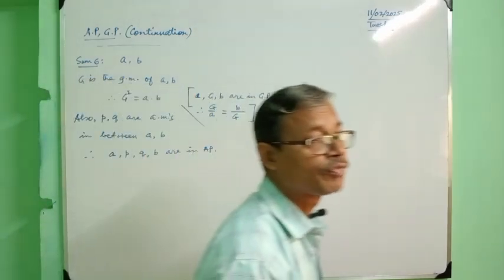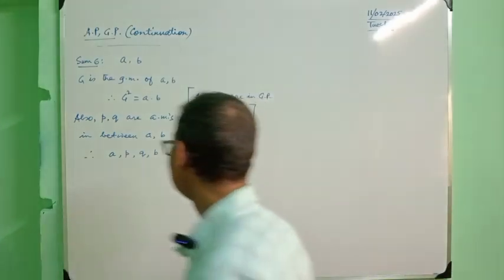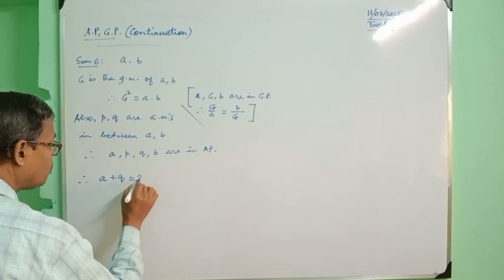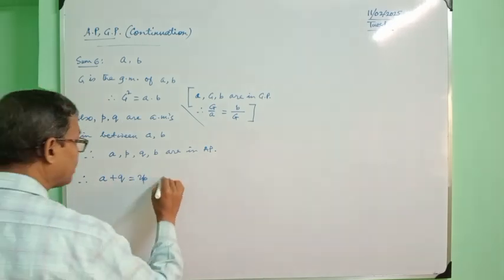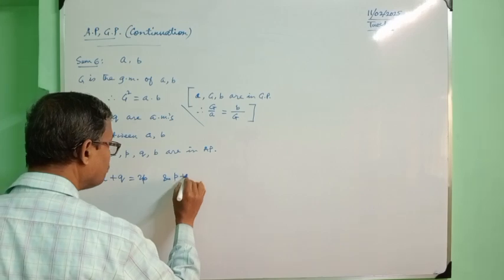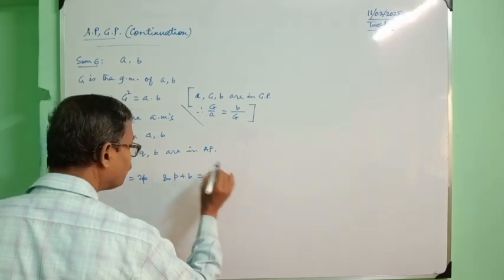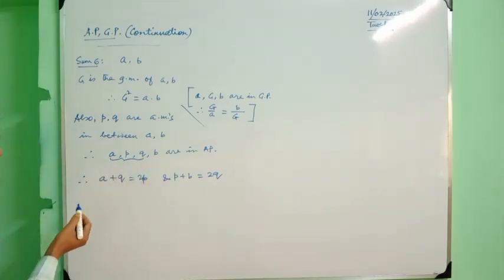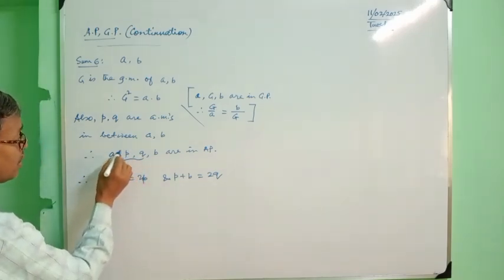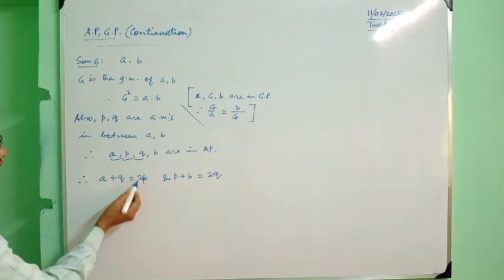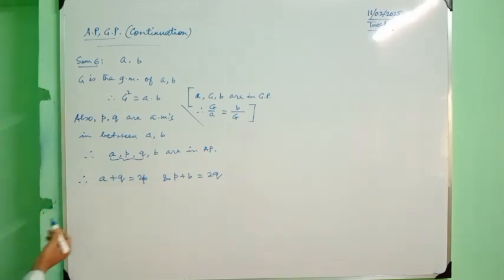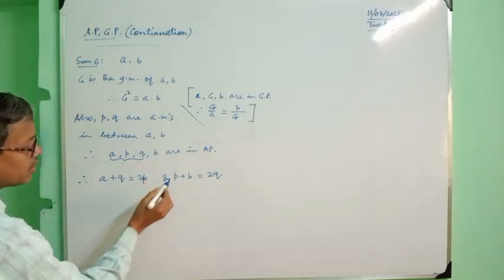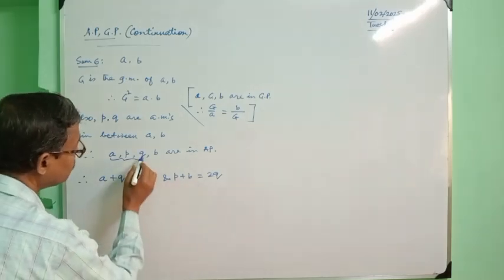Follow the steps. Then A plus Q will be equal to 2P and P plus B will be equal to 2Q. If we consider the first three, they are in AP, therefore double the middle will be equal to sum of the extremes. 2P is equal to A plus Q. Next, P, Q, B are in AP, therefore sum of the extremes, that is P plus B, is equal to double the middle.